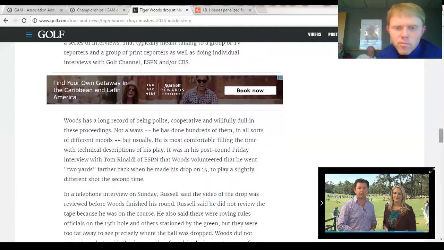Woods had a long record of being polite, cooperative, and willingly dull in these interviews. Not always. He has done hundreds of them in all sorts of different moods, but usually he is most comfortable filling the time with technical descriptions of his play. It was in his post-round Friday interview with Tom Rinaldi of ESPN that Woods volunteered that he went 2 yards farther back when he made his drop on 15 to play a slightly different shot the second time.